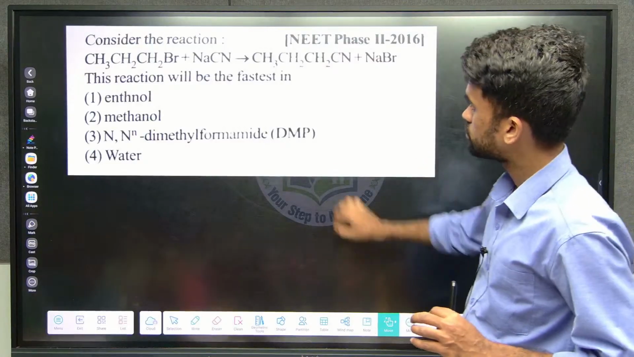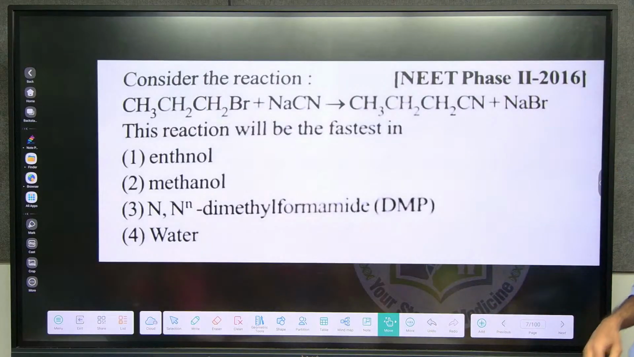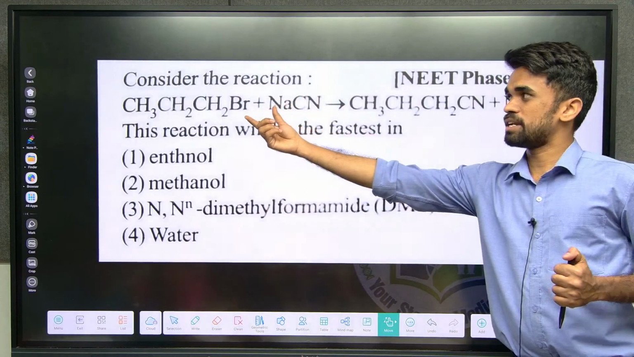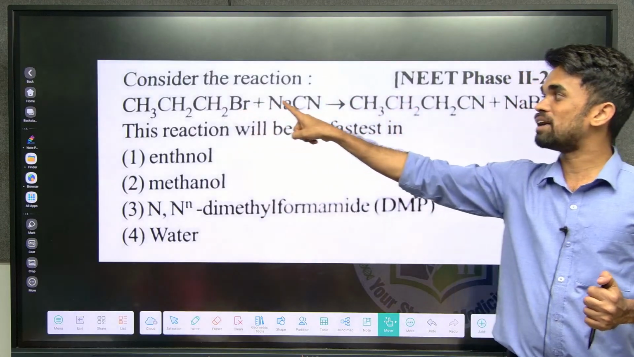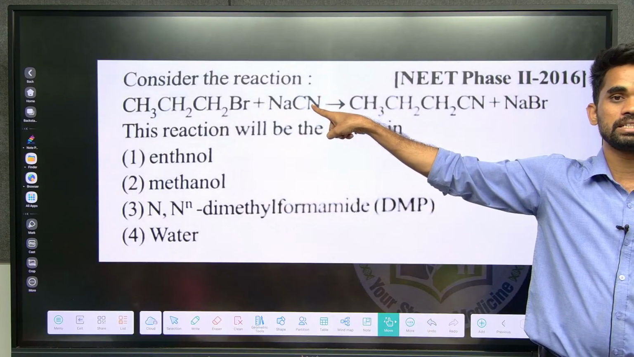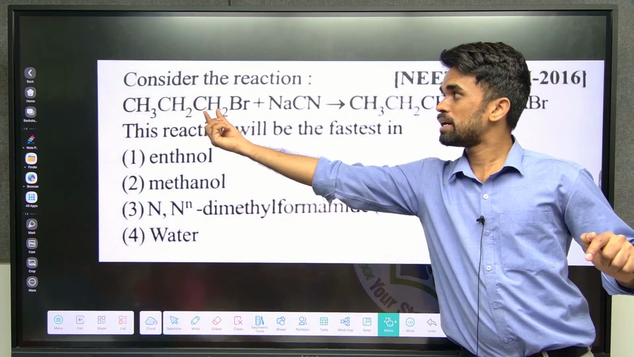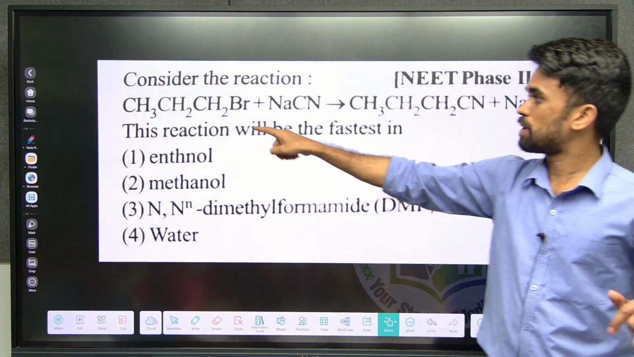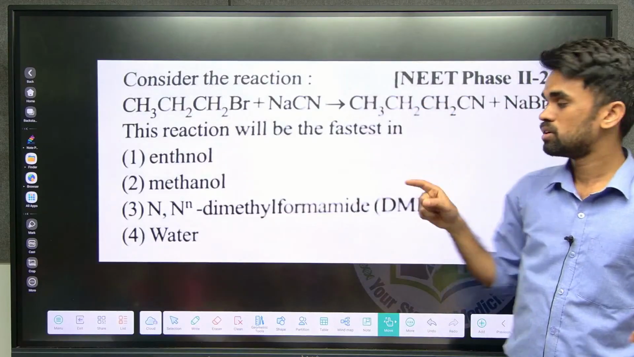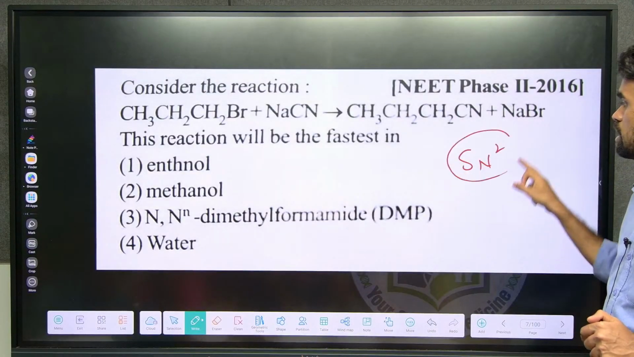Okay. Look at this. Read the question once. Fast. Substrate converting into this product. What makes the change? In the place of bromine we have cyanide. So what type of reaction is it? Substitution. And tell me whether it is primary, secondary, or tertiary. Primary. So primary substitution means which mechanism? SN1 or SN2? SN2. Perfect. So SN2.